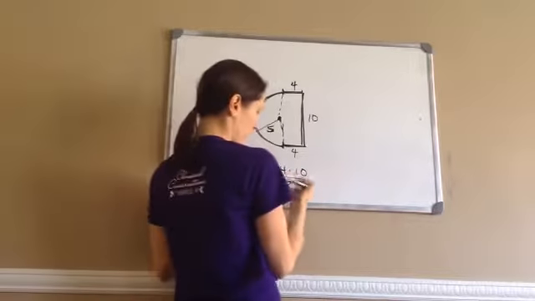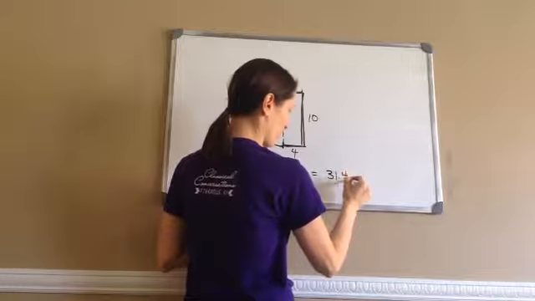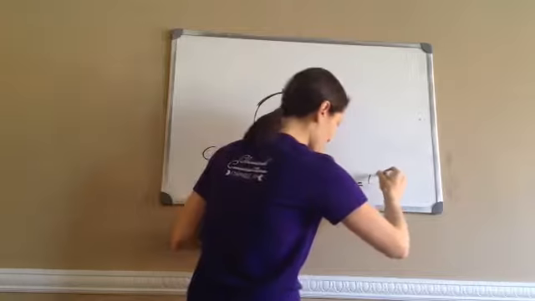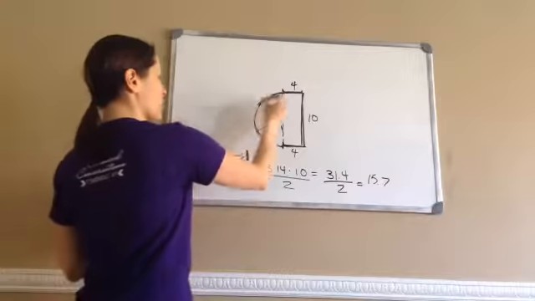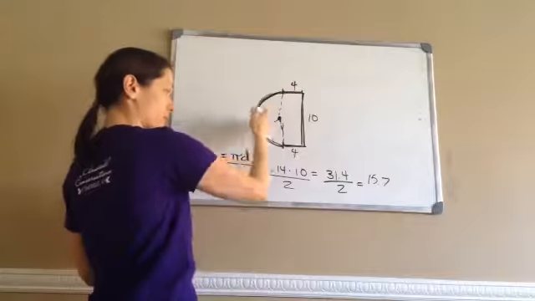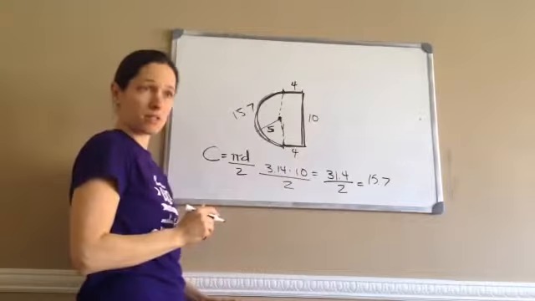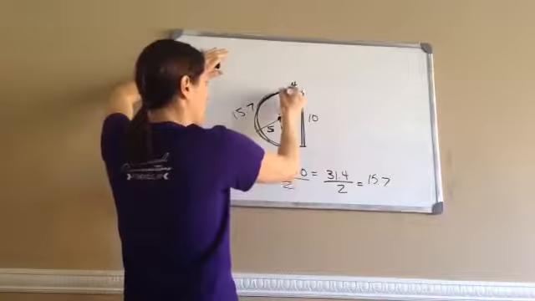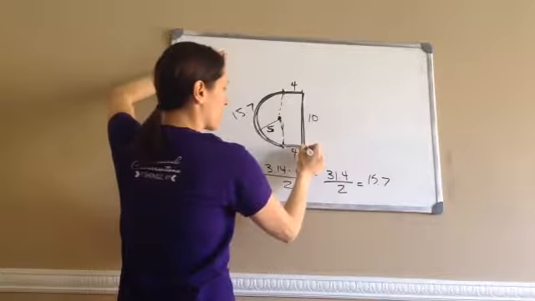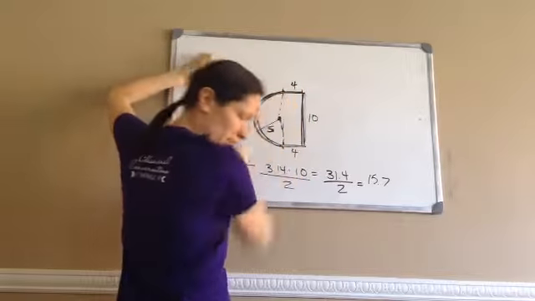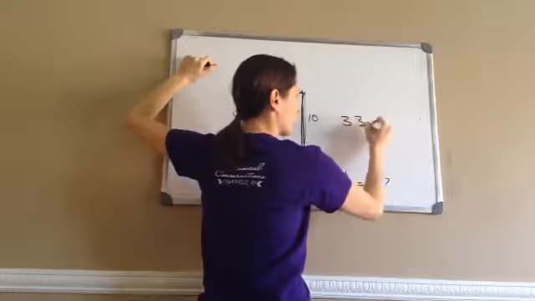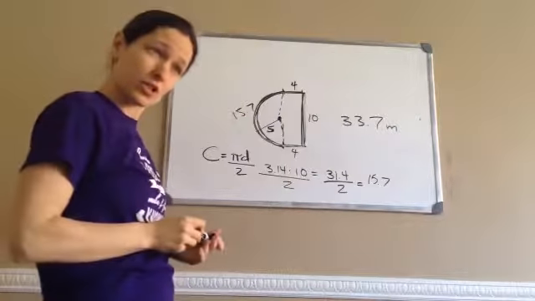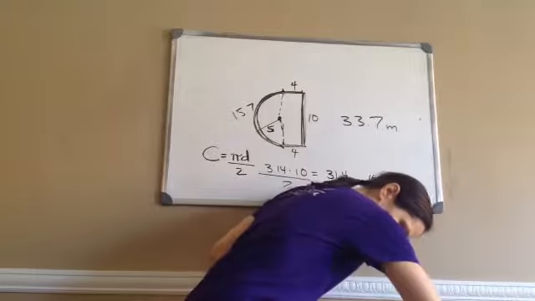Okay? And 3.14 times 10 is going to be 31.4, divided by 2, which is going to be, I'm just going to go and look, 15.7. So this thing right here on the outside, measuring it, is 15.7. Now, to find the perimeter of all of this, we add 15.7 plus 4 plus 10 plus 4. And that equals 33.7 meters or whatever it was. Okay? Feel like you understand it? Alright, let's do another one.